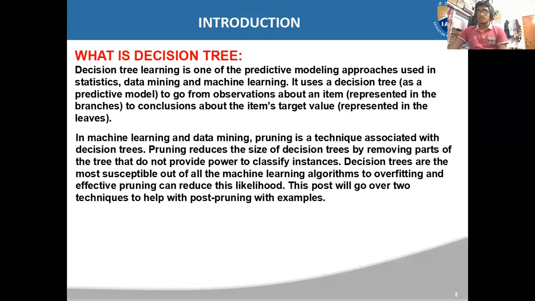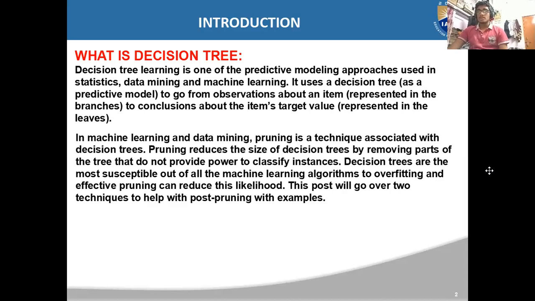Now, introduction. What is a decision tree? First of all, decision tree learning is one of the predictive modeling approaches used in many fields, using statistics, data mining, and machine learning. It uses a decision tree as a predictive model to go from observations about an item, represented in the branches, to conclusions about the item's target value, represented in the leaves.